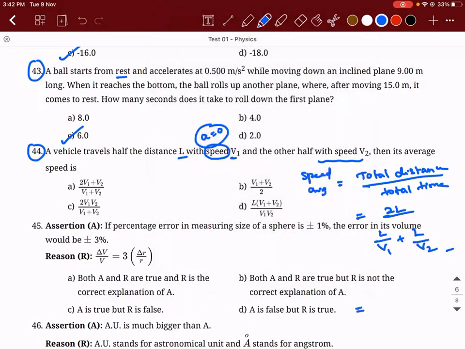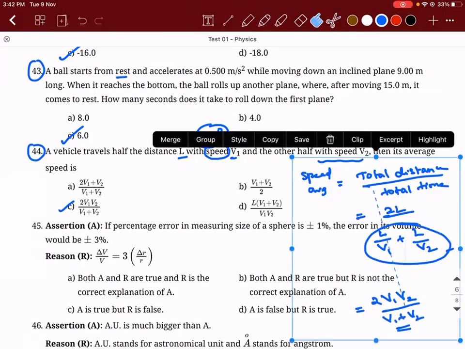So L will get cancelled. You will have v1 v2 divided by v1 plus v2. This is the answer. Is there an option? Oh, 2 is there, sorry. 2 v1 v2 divided by v1 plus v2. So for the 44th, the option is this. I hope everybody is clear with why I wrote the denominator like this. Right? Okay, yes. That's good.